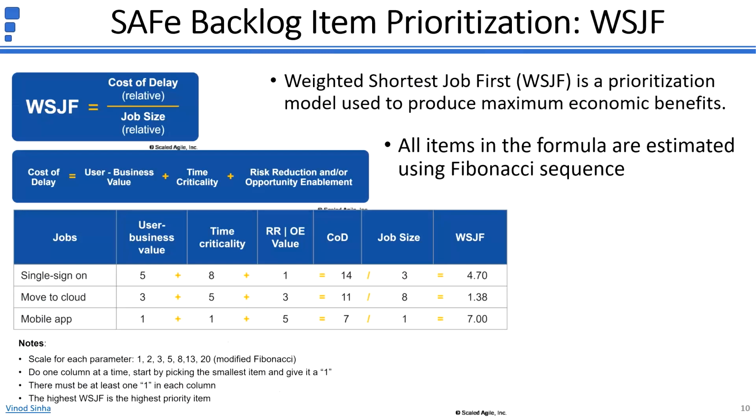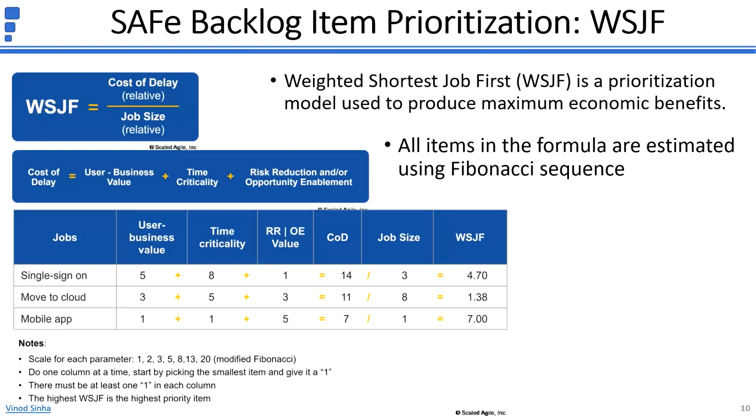As you can see here, cost of delay is calculated by adding user business value, time criticality, and risk reduction and/or opportunity enablement. User business value is what value a customer or business gives to the solution in relative terms. Time criticality is the value that would decay by time for a customer or business. Risk reduction and/or opportunity enablement is the risk that would be reduced or business opportunity that would be enabled by delivering the solution.